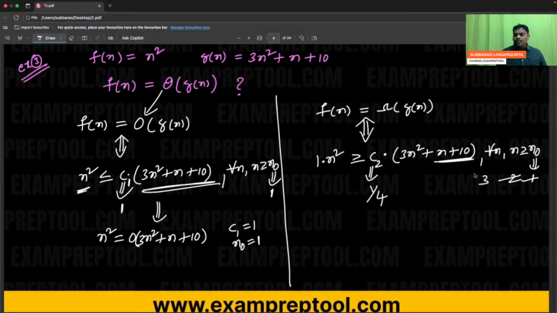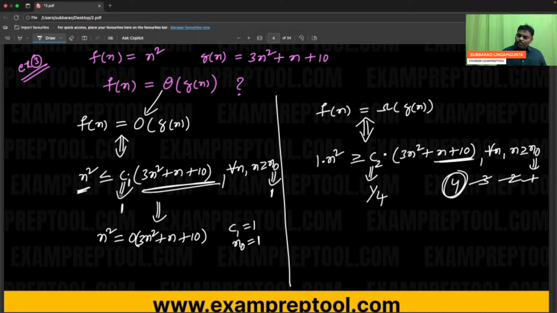If you take n value 3, the left is 9. The right side is 3 times 9, which is 27, plus 3 is 30, plus 10 is 40. 40 by 4 is 10. The left is 9, very close. Next, maybe 4. 4² on the left is 16. On the right side, 16 times 3 is 48, plus 4 is 52, plus 10 is 62. 62 by 4 is 15 point something. But the left is already 16. So 4 onwards works.